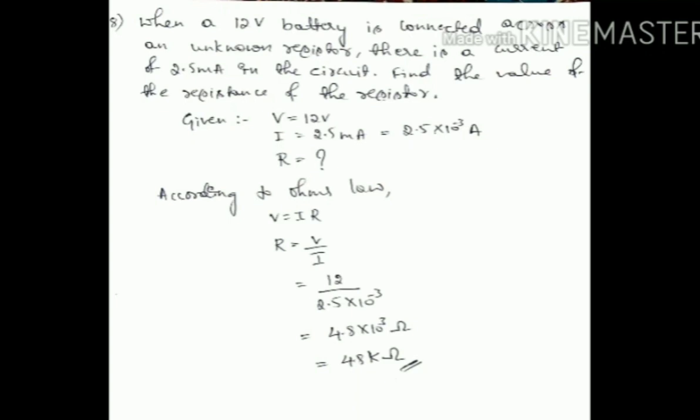Then substitute V and I in the equation. You will get resistance as 4.8 into 10 to the power 3 ohm. 10 to the power 3 can be called kilo, hence the answer is 4.8 kilo ohm.